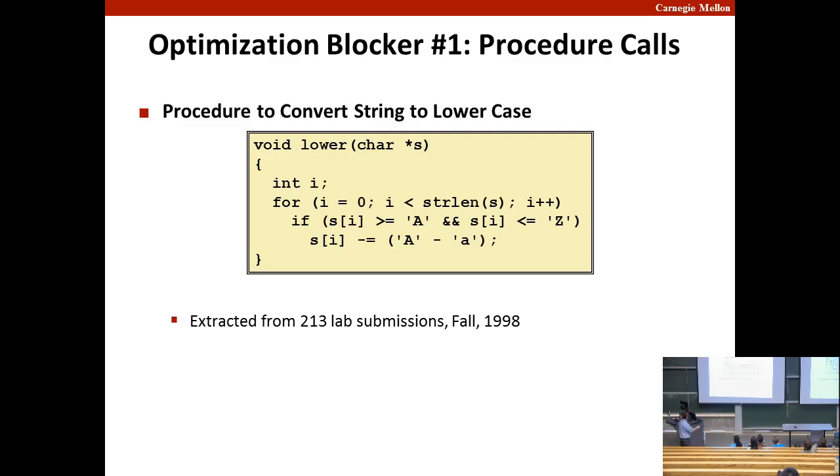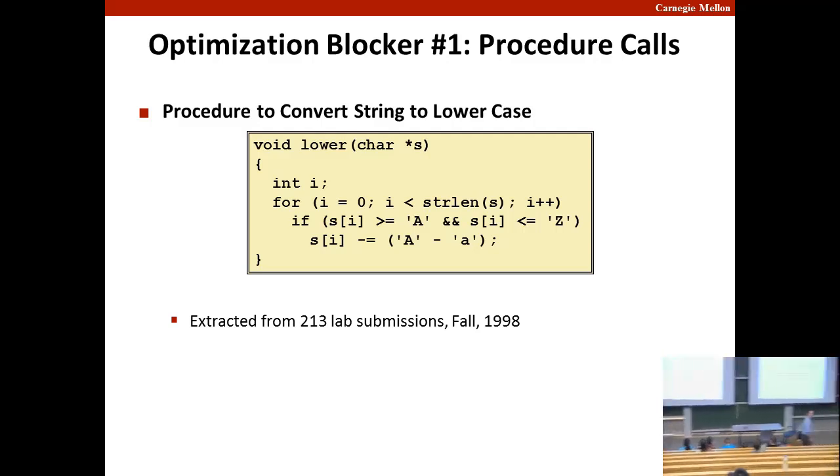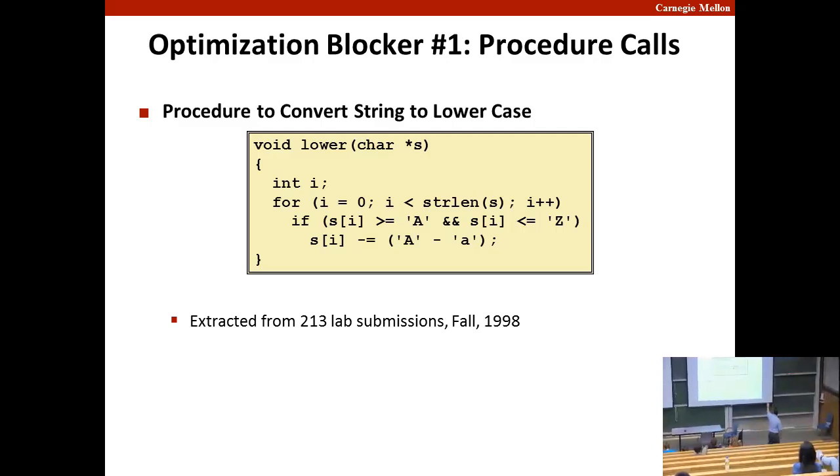If we pull this string length out and don't call it within this loop, this would get much more efficient. If we would simply say length equals string length of s, and then for i equals 0, i is less than length, now we're back to big O of n, because we're not computing the length of the string each time.